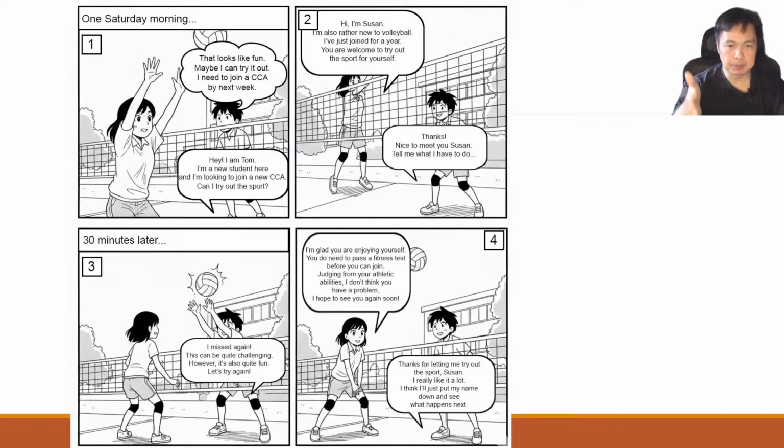So this is an example of a comic strip. On the first panel, one Saturday morning, and you see two characters, and then there's a thought bubble. There's a girl and there's a boy, and the boy says, "That looks like fun. Maybe I can try it out. I need to join a CCA by next week." So he calls out to the girl, and he says, "Hey, I am Tom. I'm a new student here, and I'm looking to join a new CCA. Can I try out the sport?"